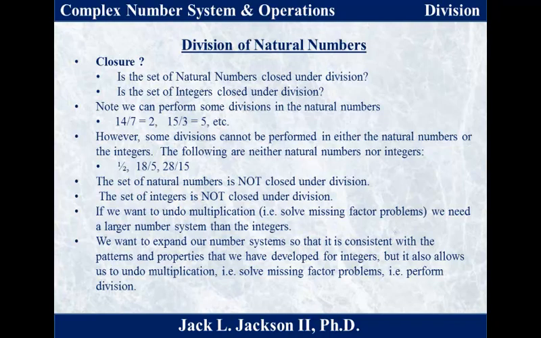So if we want to undo multiplication, in other words, solve missing factor problems, we need to develop a larger number system than the integers. Notice, to undo addition problems, or to do subtraction, we had to go from the natural numbers to the integers. And now if we want to do division, we've got to go a step further. This is going to expand our system. But of course, we want to do this in such a way that this new system is going to contain the integers, which contain the natural numbers, and it's going to be consistent with what we'd seen earlier.